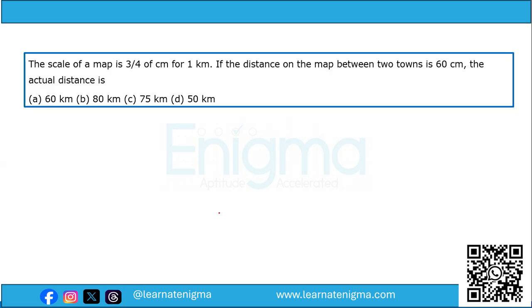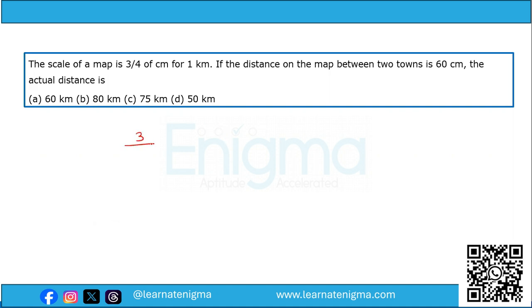The scale of a map is 3/4 of a centimeter for 1 kilometer. If the distance on the map between two towns is 60 centimeters, the actual distance is... Now, the scale of a map is always directly proportional.